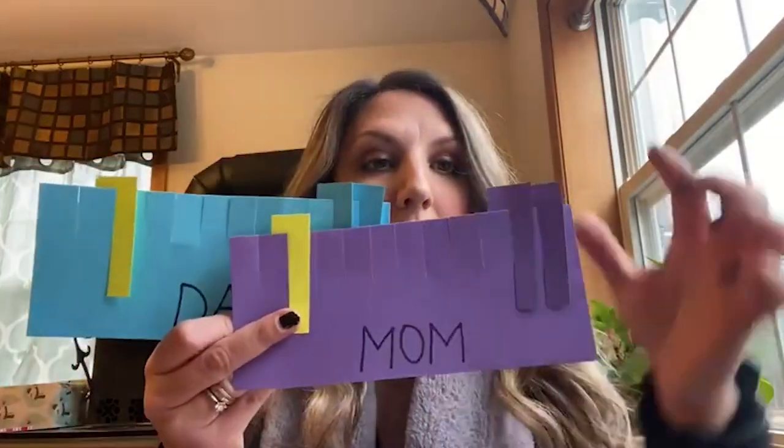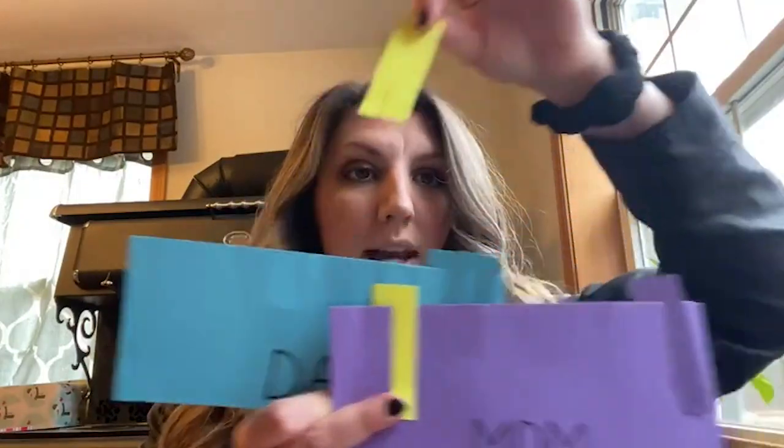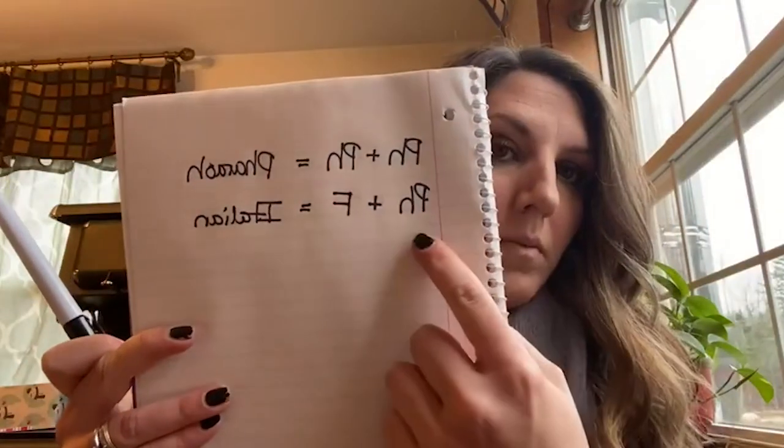The next scenario would be that the baby grabs a Pharaoh copy from mom and does grab the fawn copy from dad. Genetically, that would be an Italian as a possibility. So we'll say Pharaoh and one copy of fawn: Pharaoh, fawn, Italian.